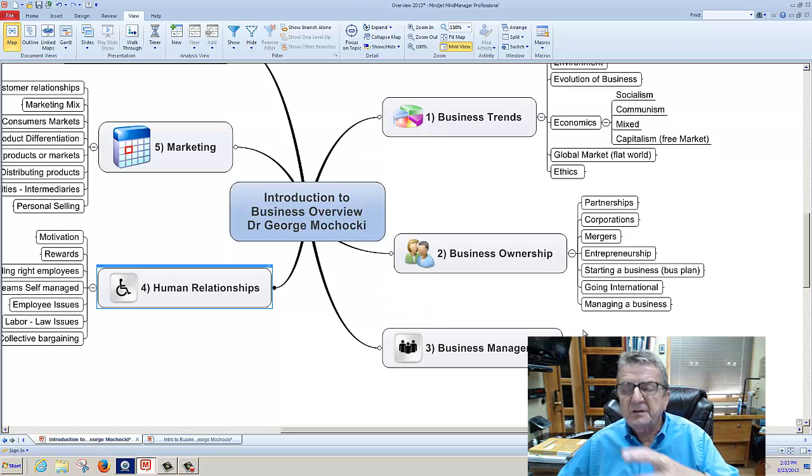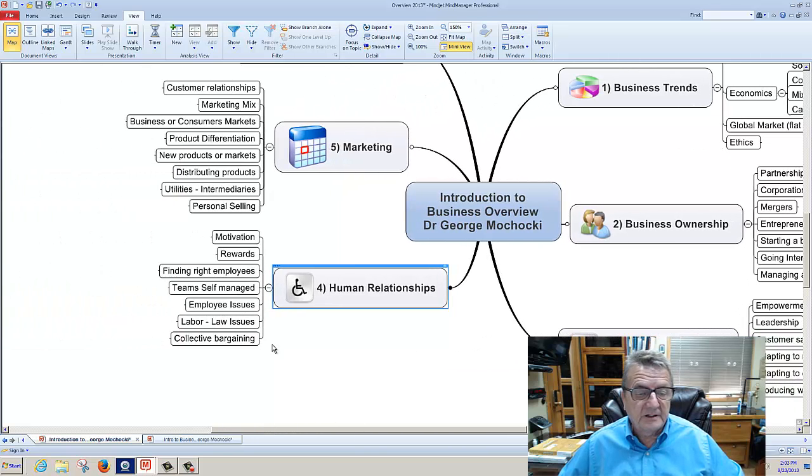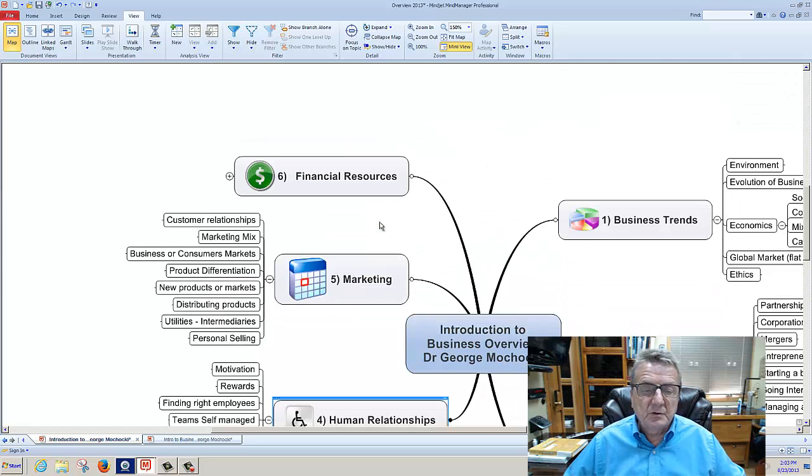So when we talk about this, these are all chapters that we're going to be discussing in the class. We're going to be talking about the business management, leadership, empowerment, and we'll be talking about motivation, reward. So your book is broken down into 6 sections, and each section builds up on the other. Remember, you're slowly building up.